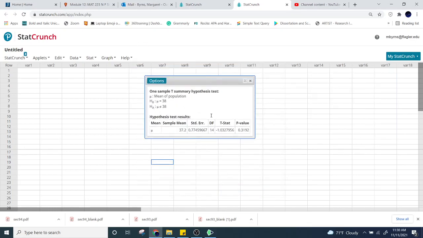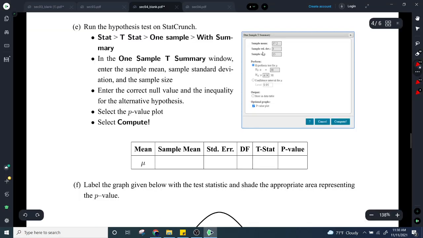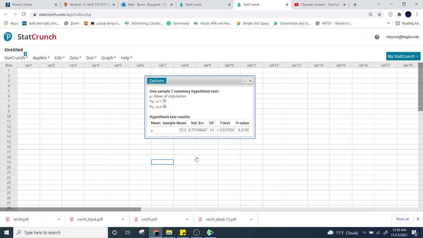And then here's the information that I need. I've got degrees of freedom of 14. My t-stat is negative this time, which we would expect because my sample mean was 37.2, which was below 38. So my observed sample mean was below what I expected. So let's write these things down here. My sample mean was 37.2. My standard error from StatCrunch was 0.775.